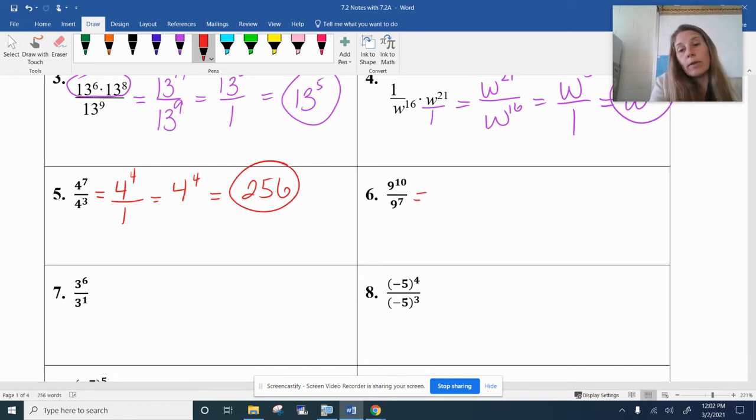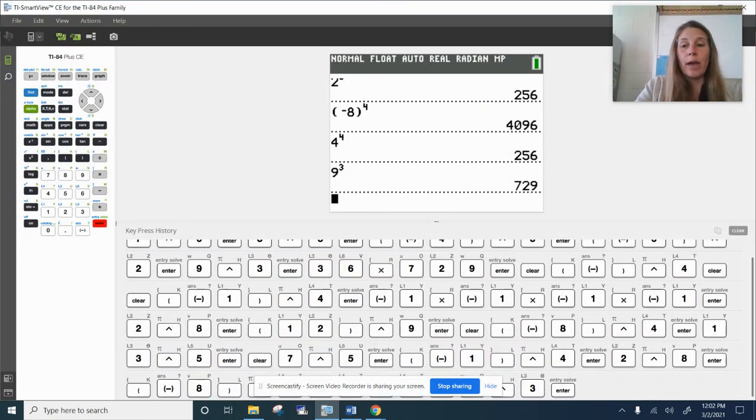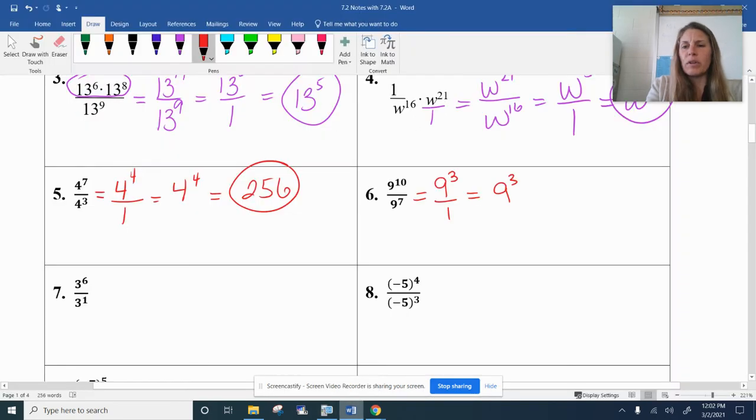Okay, next one we have 9 to the 10th over 9 to the 7th. So if we subtract our exponents, we're left with a 3, and it would go on the top because there were 10 on the top and only 7 on the bottom. So 9 to the 3, or the 3rd power. So if we check it out on our calculator, see what kind of answer we get for that. 729, again, pretty reasonable to be able to write that out.